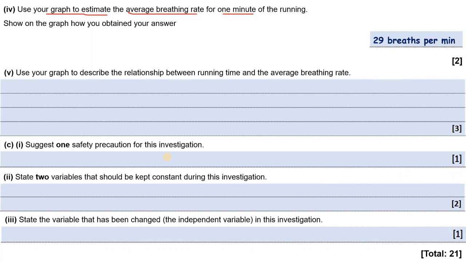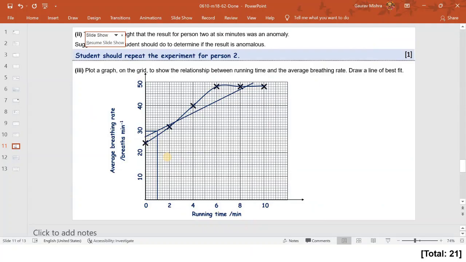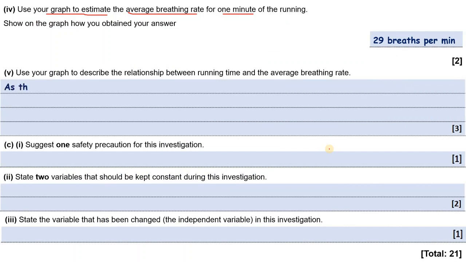Use a graph to describe the relationship between running time and the average breathing rate. For this, we need to go to the graph and observe what we can see. In the graph, we can see that as the running time is increasing, the average breathing rate of the individual is also increasing. From 0 to 6 minutes the average breathing rate increases, and after 6 minutes we can see the breathing rate is not increasing and is remaining constant. So we enter this data in the answer.